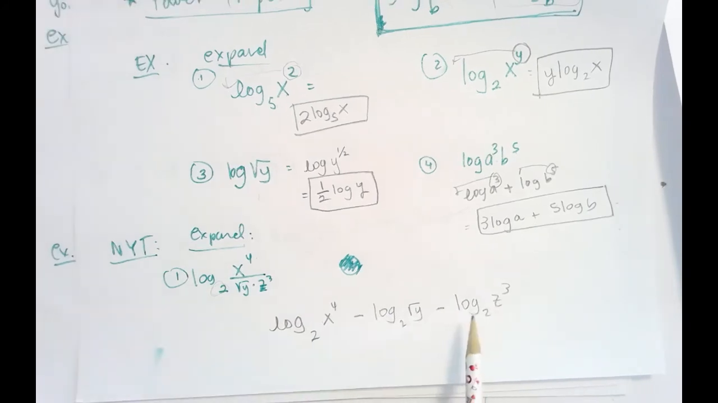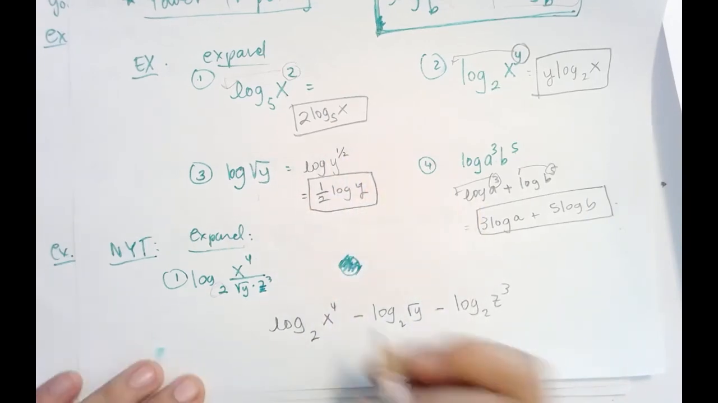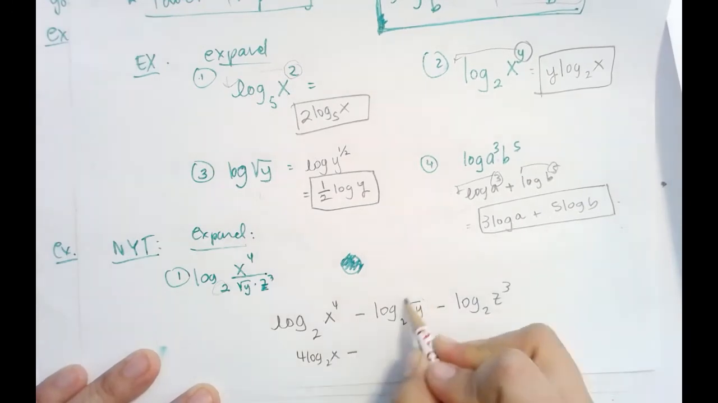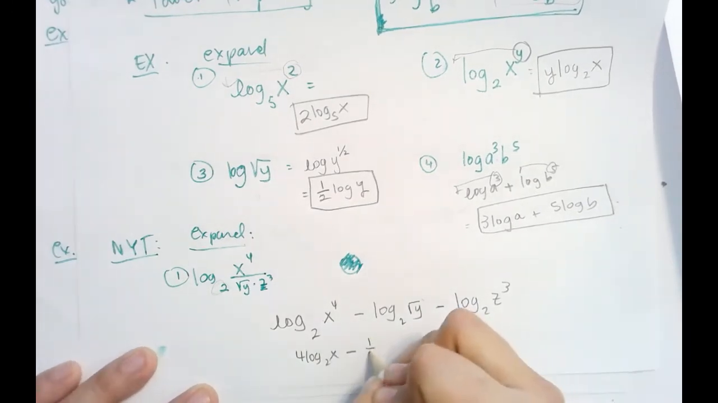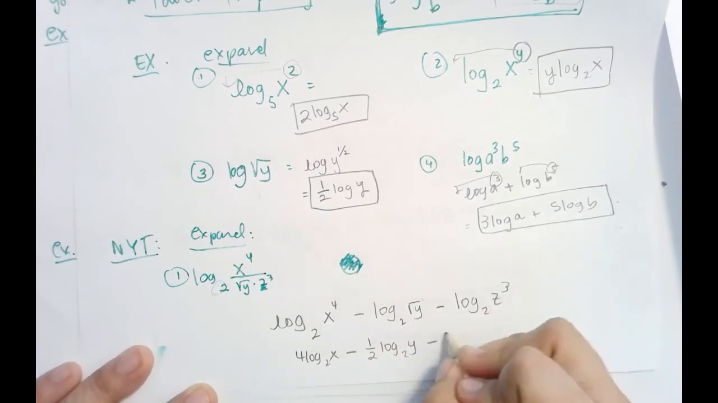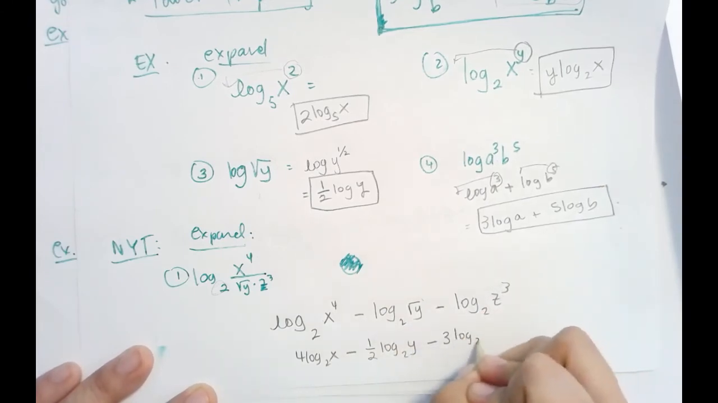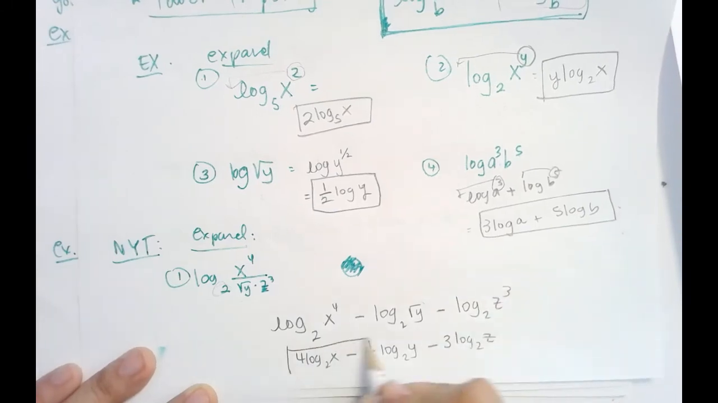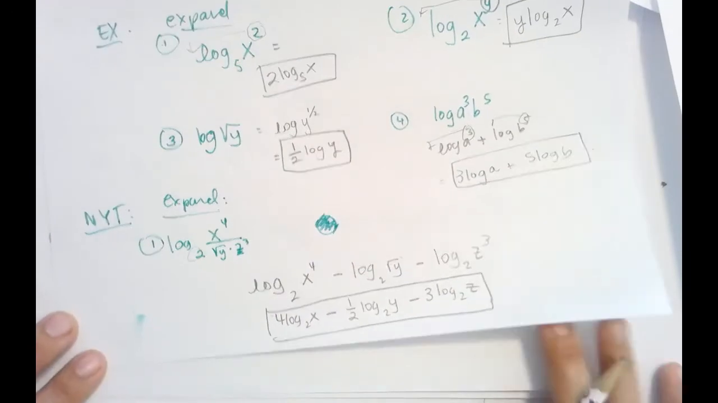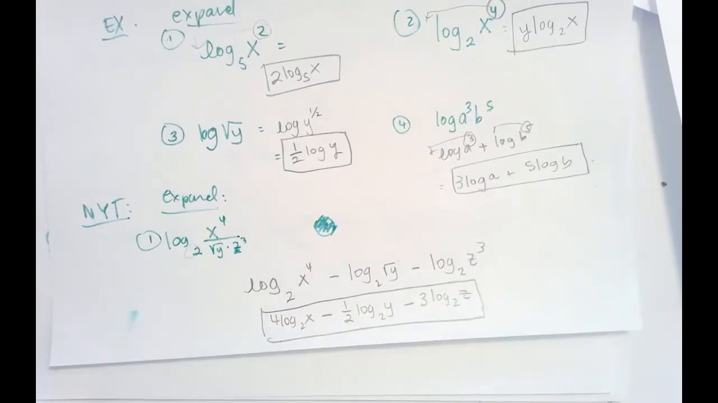Now, am I done here? I'm not done here, right? Because I can continue to simplify, expand rather. And I can rewrite this as 4 log base 2 of x minus, remember that the radical is a half power, so this is half log base 2 of y minus. And then this 3 comes in front, and that's log base 2 of z. And now we have fully expanded it, and we're done, okay? So you can take 2 steps to solve this type of problem.